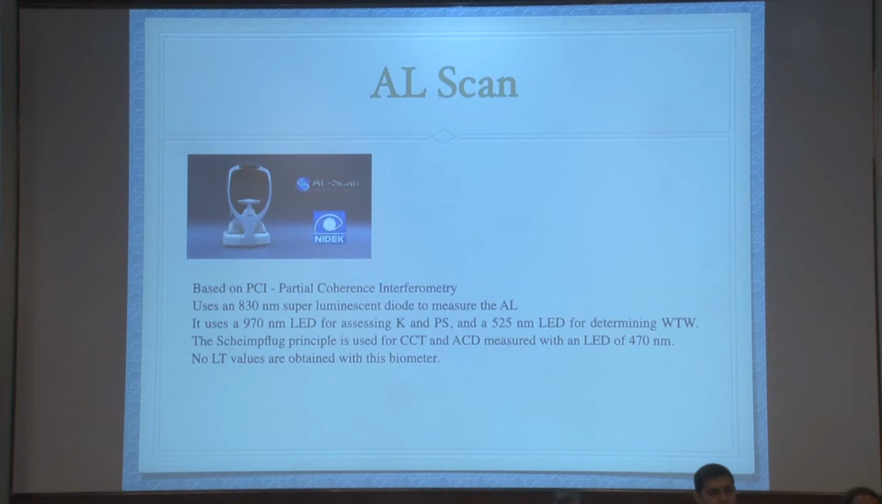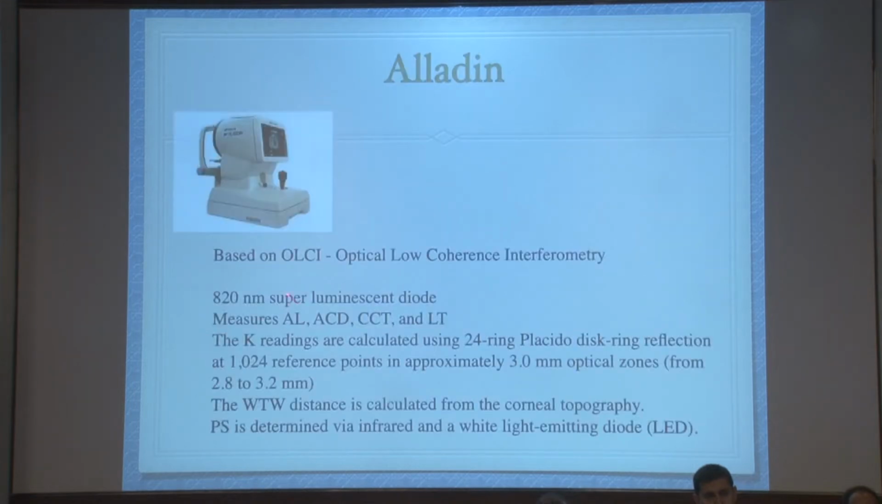And look at the AL-Scan. There are various biometers which I'm now telling you about, what principle they use and what is the method of capturing. So this is again a partial coherence interferometry based system, the AL-Scan. It uses an 830 nanometer superluminescent diode and a 970 nanometer LED for keratometry and pupillary size, and a 525 LED for white to white.